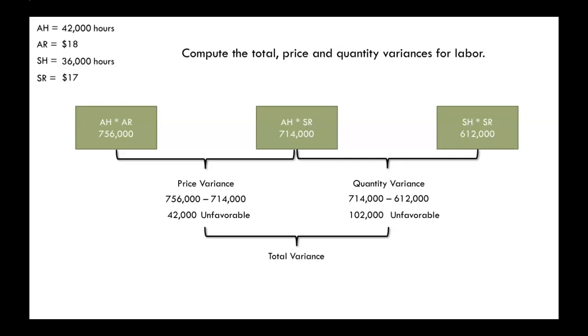So now we can use our price and our quantity variance to find our total variance. So we have 42,000 unfavorable as our price variance and 102,000 unfavorable for our quantity variance. Like I said earlier, when they're the same sign, when they're both unfavorable, we add them together. So our total variance is 144,000 unfavorable.